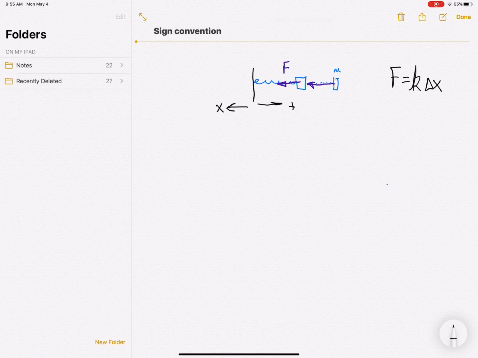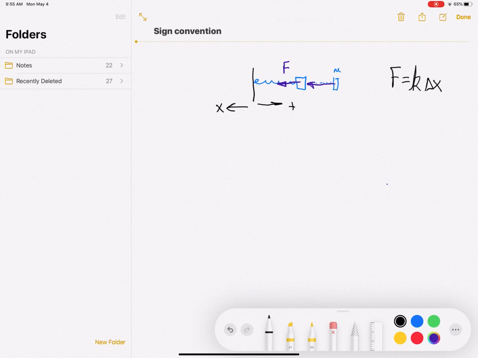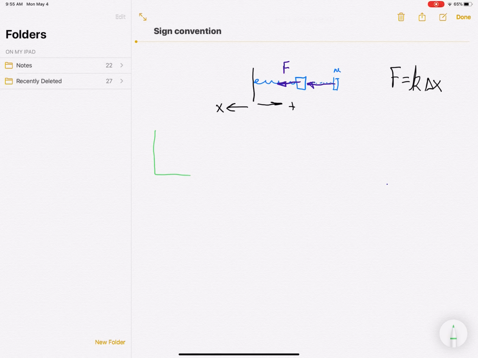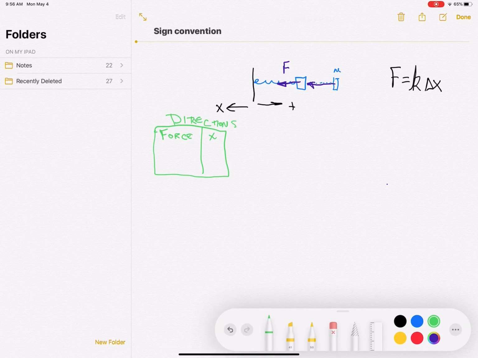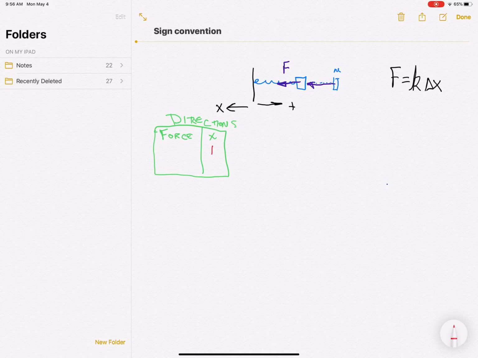So if we do a quick little table of force and x directions, whenever the x position occupies the positive direction, we'll find the force pointing in the negative direction.